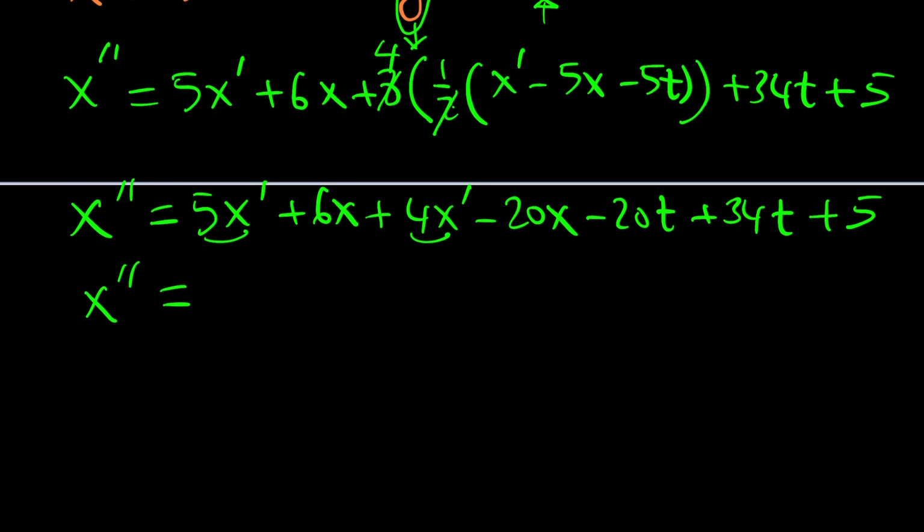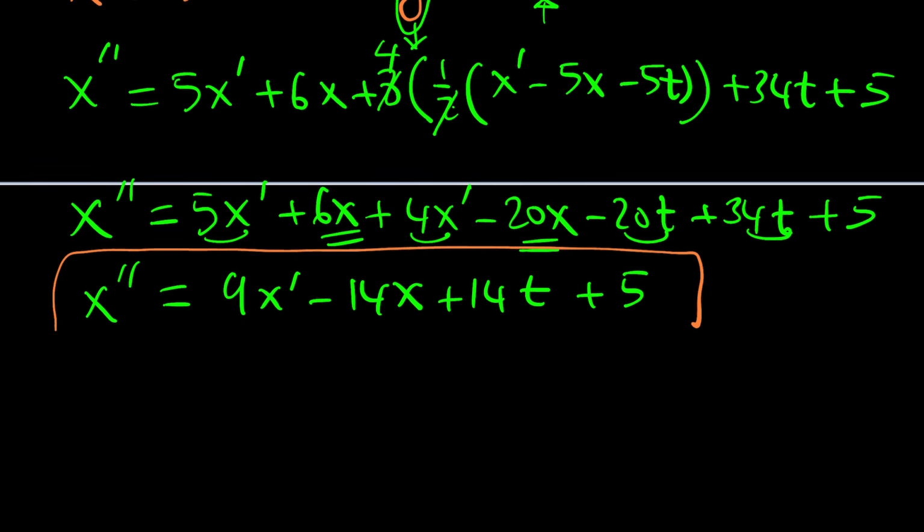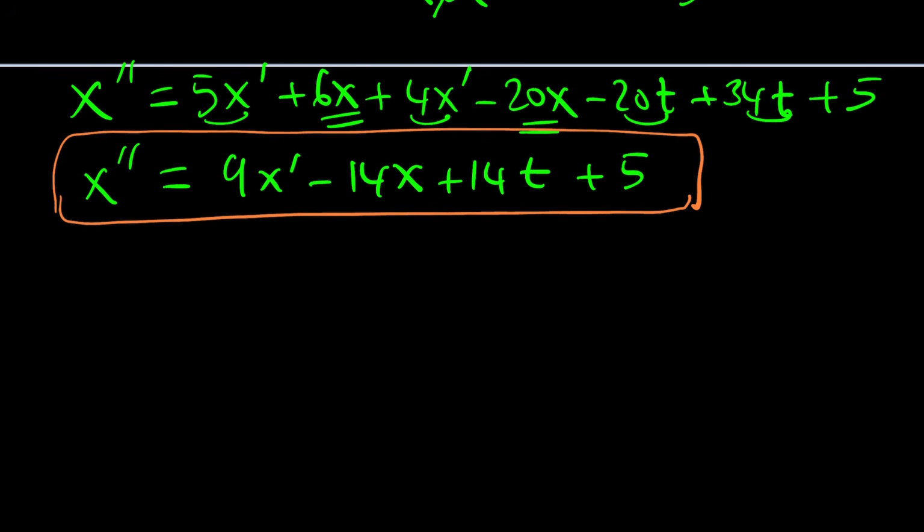5x prime and 4x prime together gives us 9x prime. 6x minus 20x is minus 14x. These two will give me plus 14t, and then finally plus 5. Now notice that we got what we needed, right? X double prime, an equation in x only. There is no y or y prime in this equation, so we're good to solve, okay?